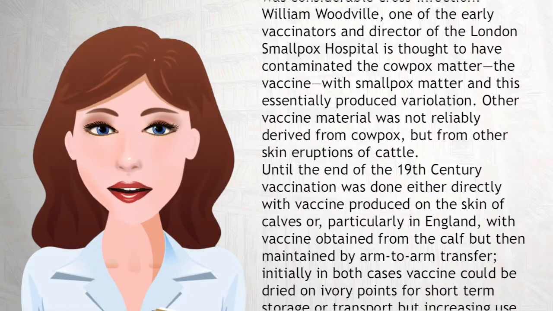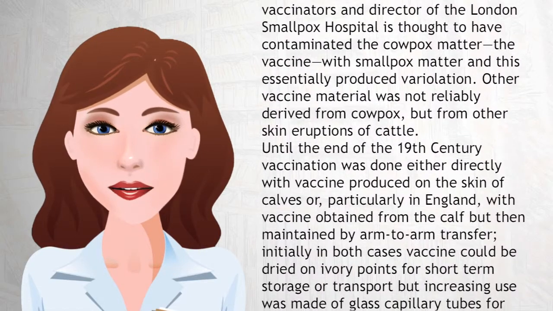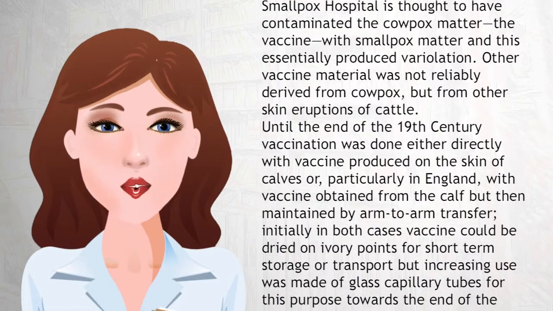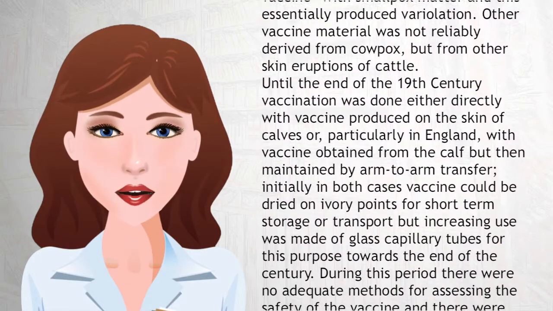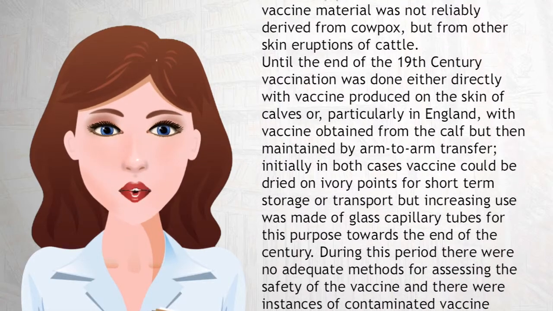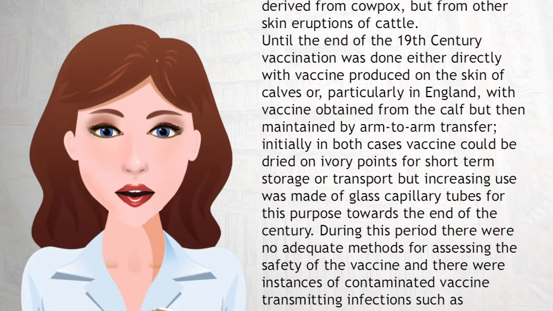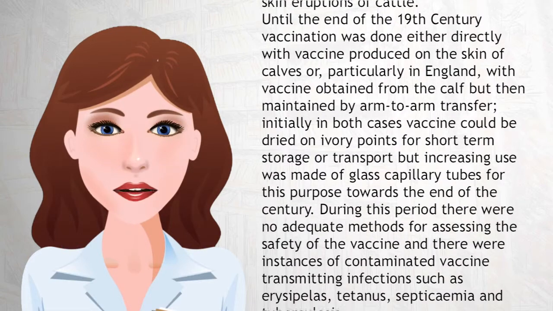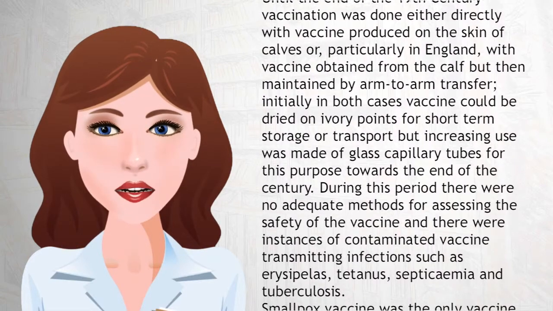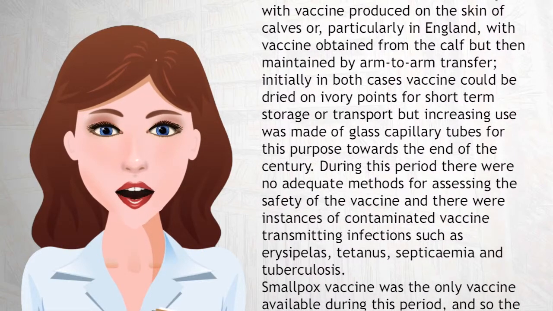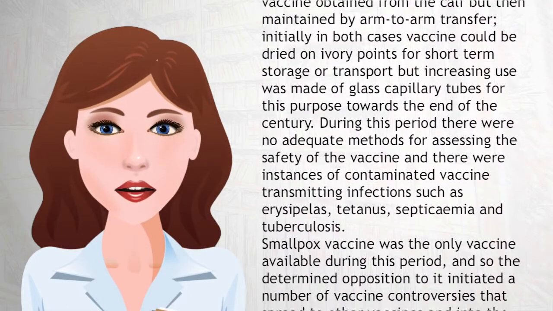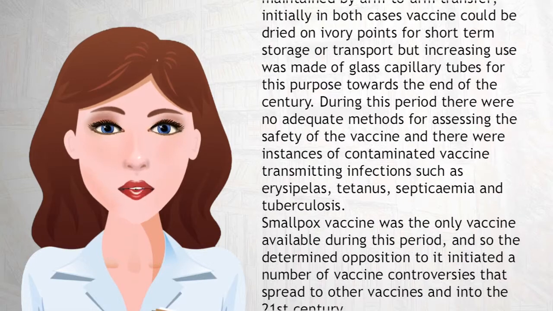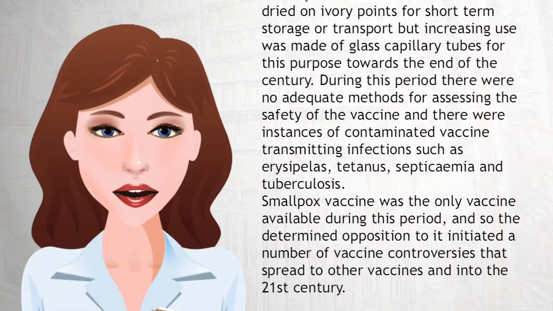Other vaccine material was not reliably derived from cowpox, but from other skin eruptions of cattle. Until the end of the 19th century, vaccination was done either directly with vaccine produced on the skin of calves or, particularly in England, with vaccine obtained from the calf but then maintained by arm-to-arm transfer. Initially, in both cases, vaccine could be dried on ivory points for short-term storage or transport, but increasing use was made of glass capillary tubes for this purpose towards the end of the century.